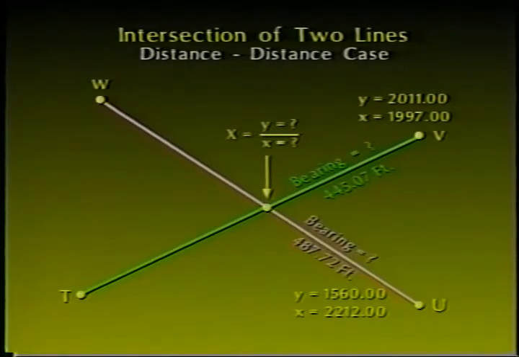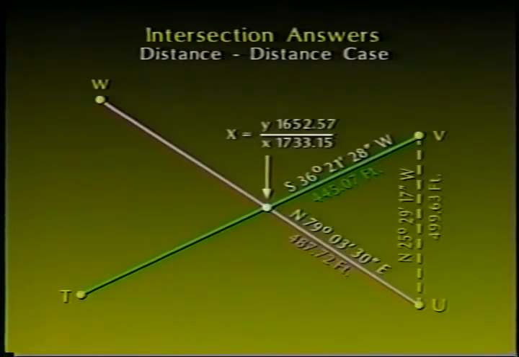The oblique triangle solution for this problem will be based on the case for 3 given sides and can be solved with a variation of the distance-distance solution. The answers for the distance-distance problem are as shown on this screen. The coordinate value of station X is Y 1,652.57 and X 1,733.15. The bearing of line V to X is south 36 degrees 21 minutes 28 seconds west. The bearing of line U to X is north 79 degrees 03 minutes 30 seconds east.